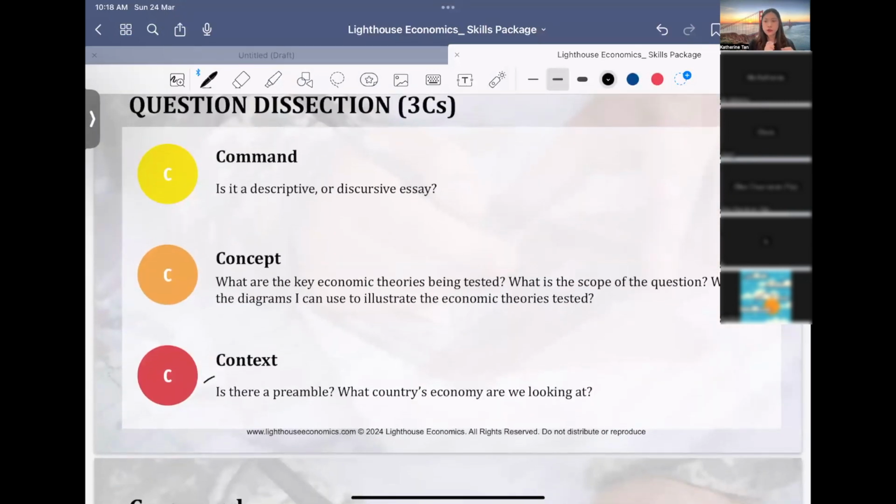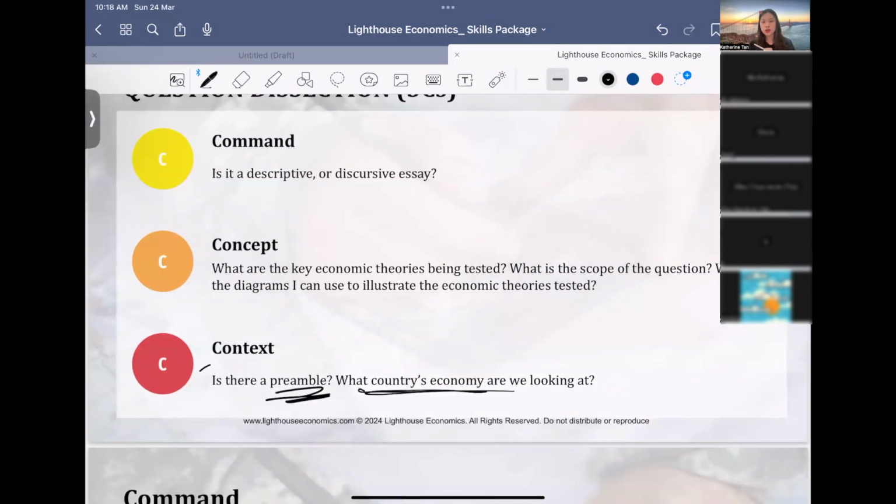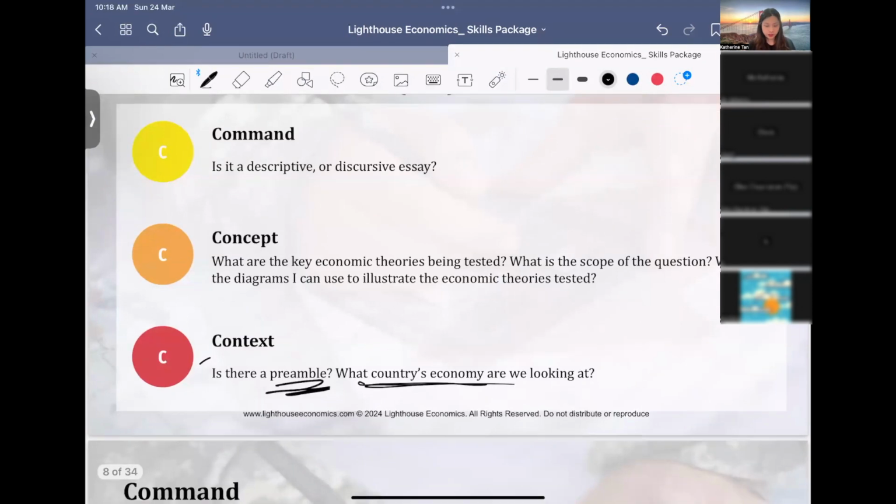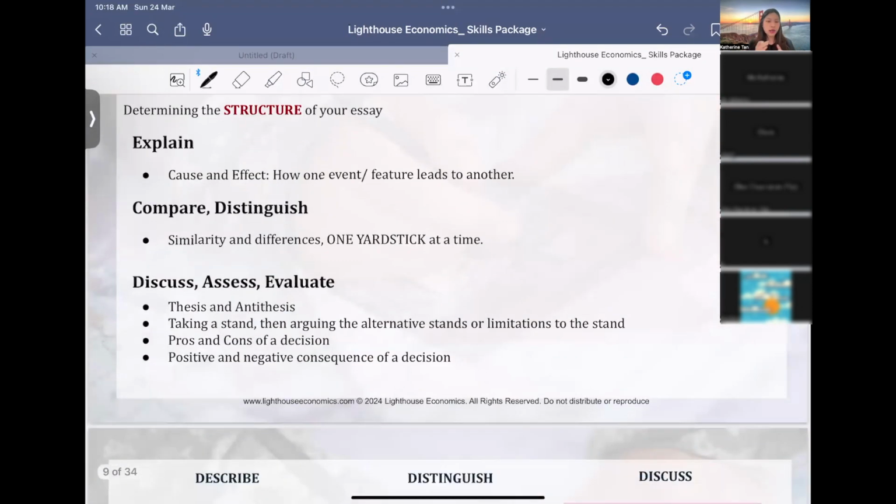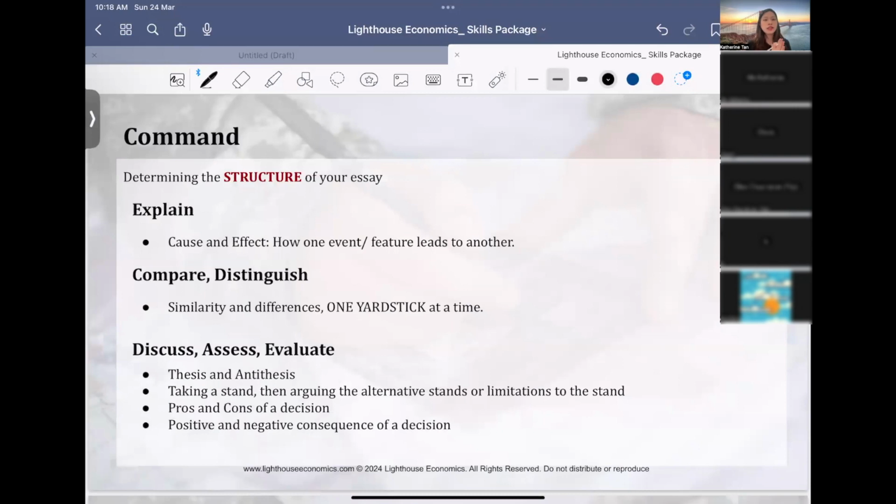Context is rare for 10 mark questions, but later you'll see 10 mark questions that usually have a preamble. The preamble is the part before the question, the part that tells you, oh, the economy is going through a crisis, or this country has this problem. Sometimes they will tell you which country's economy we are looking at. So let's go through what command is. Command is going to help you determine the structure of your essay. For example, if you know that it's going to be something like describe.